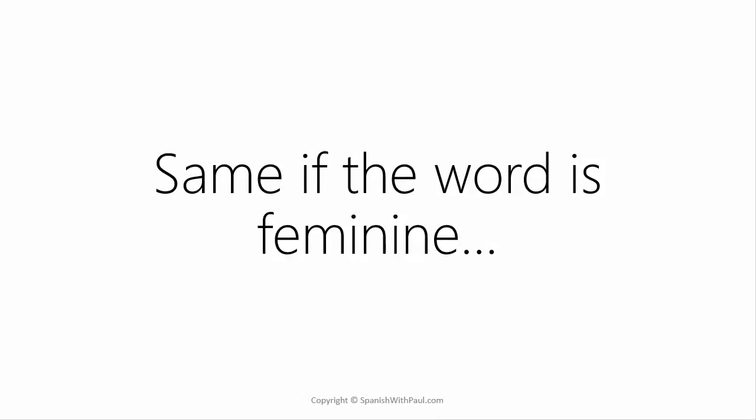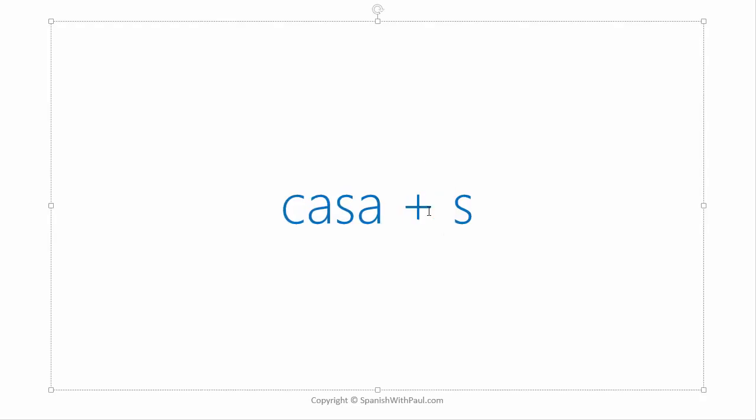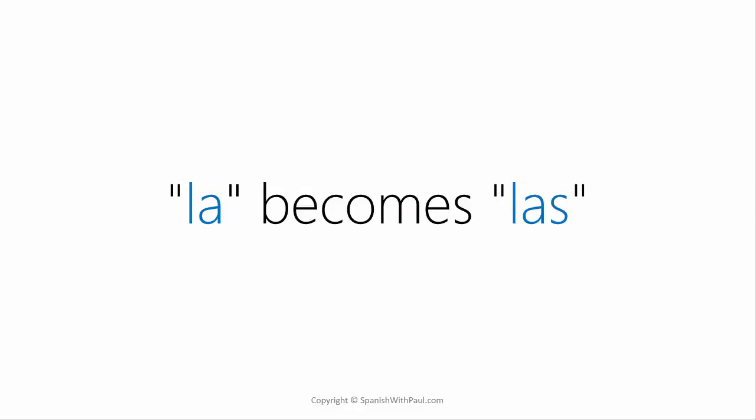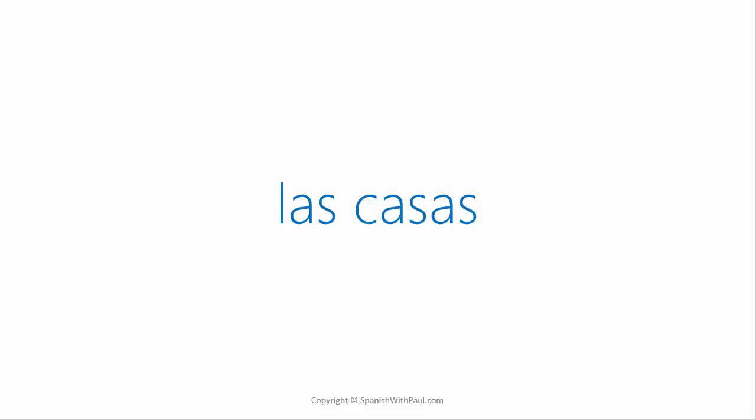The good news is it pretty much works the same for feminine words. For example, if we have the word house, we know that is casa, ending in A, so it's a feminine word. If we wanted to say houses, again, we just add an S. So casa would go to casas. We have casa, house, add the S for plural, and we get casas. Going back now to say the house, we already know that would be la casa. Now, for feminine words, la becomes las. So the houses would be las casas.